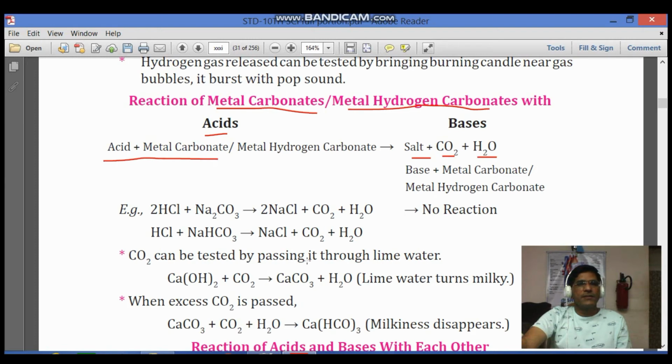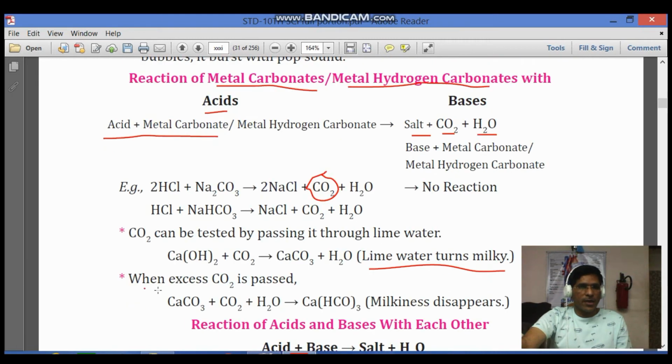CO2 can be tested by passing it through lime water. How can we know at the end of the reaction that carbon dioxide gas is liberated? If we collect this gas and pass it through lime water, it turns milky. Then we can say that carbon dioxide gas is liberated. When excess carbon dioxide gas is passed through it, the milkiness disappears again.